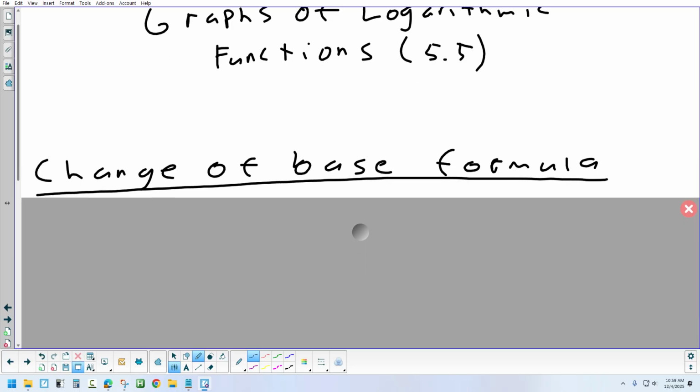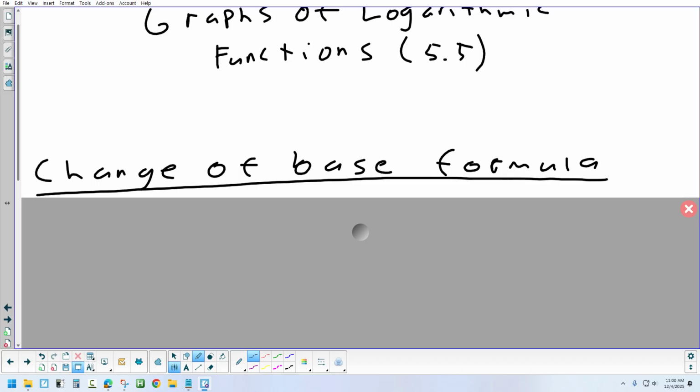So there are only two bases that I've talked about so far that you can put in on the calculator just using a single button. Does anybody remember what those two bases are? Yep. And what's the base on log? Yep, 10. Yep, so common log. And what's the name of the other kind of log? Yep. Isn't it natural log? Natural log. And what's the base on that?